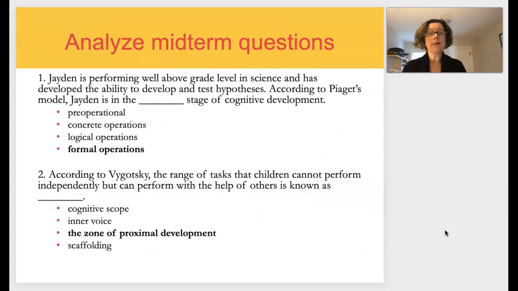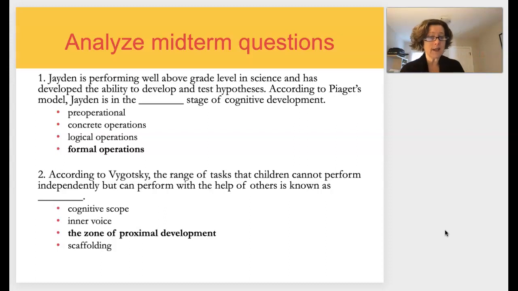So Jaden is performing well above grade level in science and has developed the ability to develop and test hypotheses according to Piaget's model. Jaden is in what stage of cognitive development? Formal operations. Okay, is that remembering, understanding, analysis, creating? I would say it's remembering or understanding. So basically, if you have a general idea, you're remembering the content.